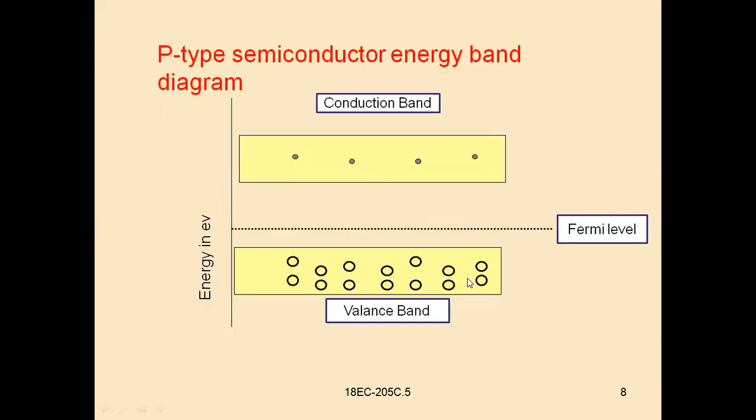This is the energy band diagram. Since in P-type semiconductor we have a majority number of holes, in the valence band we have a number of holes present. The Fermi level is close to the valence band, whereas in the conduction band there are fewer electrons. The Fermi level lies near the valence band in the P-type semiconductor, whereas in N-type semiconductor, the Fermi level lies just below the conduction band.